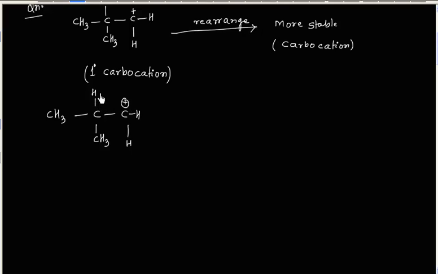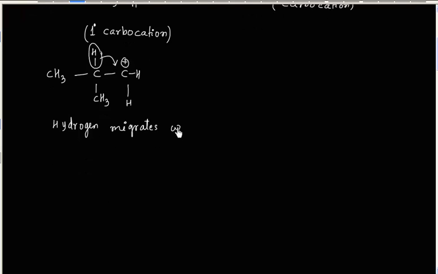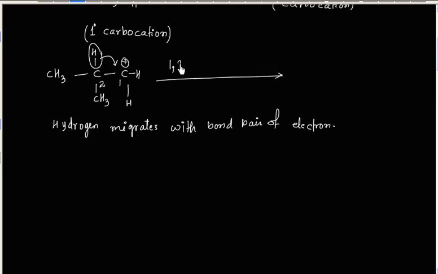So in this case, we can do a hydride shift, that is, hydrogen migrates with its bond pair of electrons. So in this case, hydrogen migrates with the bond pair of electrons. This shift is sometimes also called a 1,2 hydride shift. So this is an example of a 1,2 hydride shift.